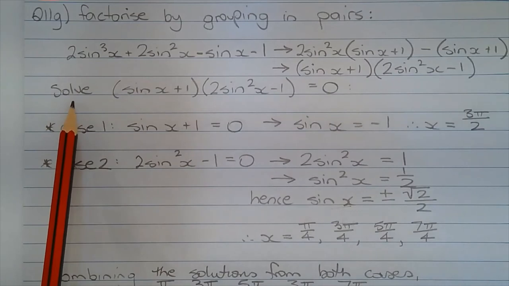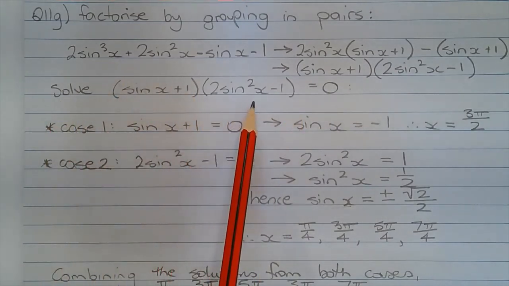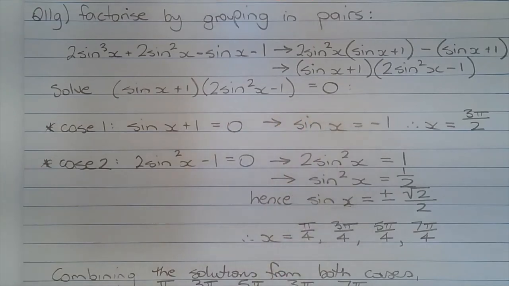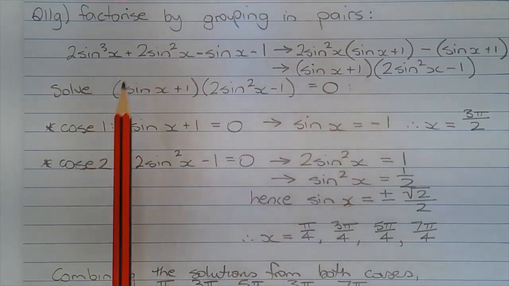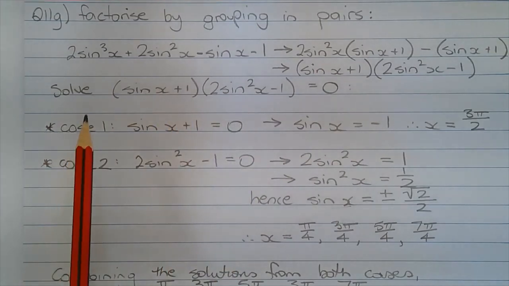Next, we solve the equation in factor form. So we're going to solve (sin x + 1)(2 sin²x − 1) = 0. And for this equation to equal 0, either one of these two brackets or both need to equal 0. And this can be split into two cases.